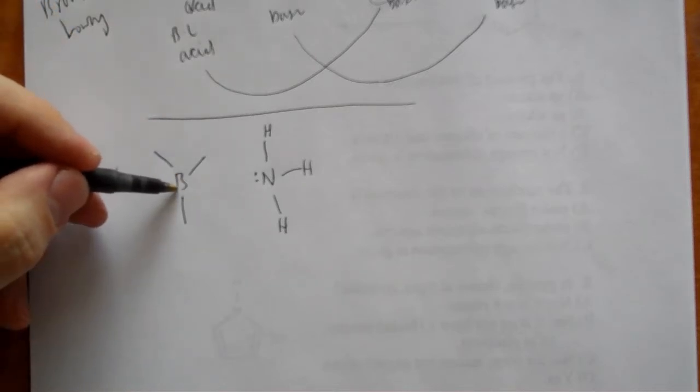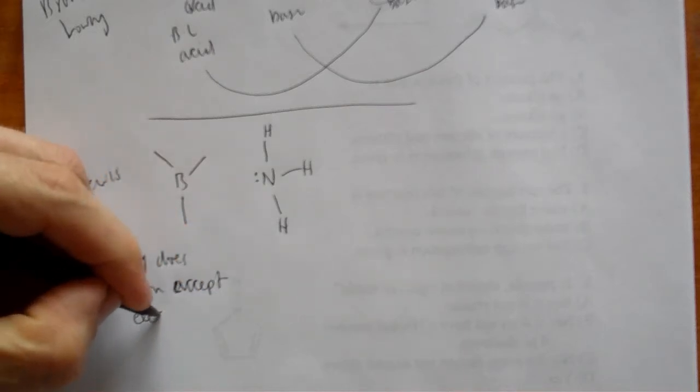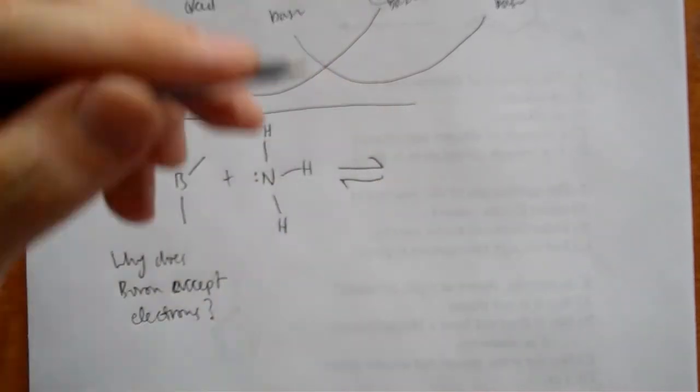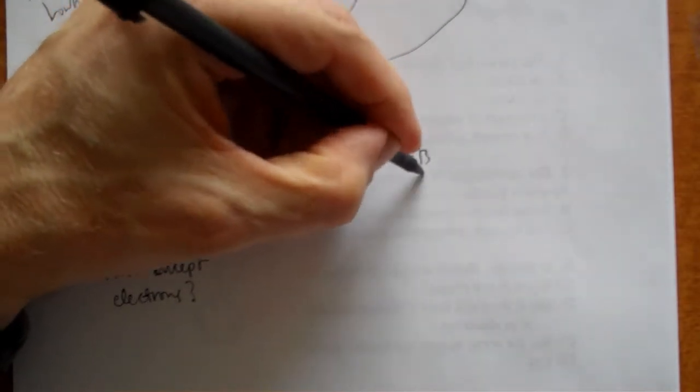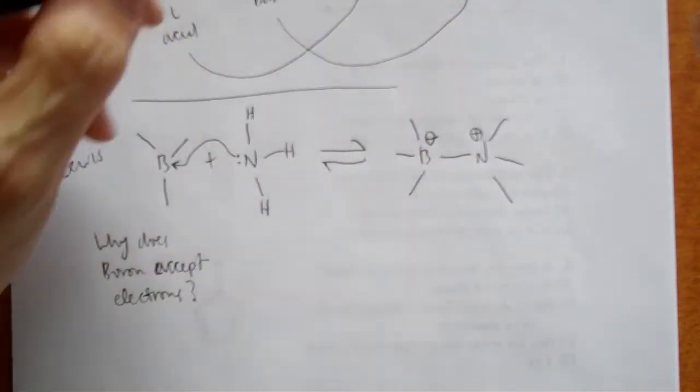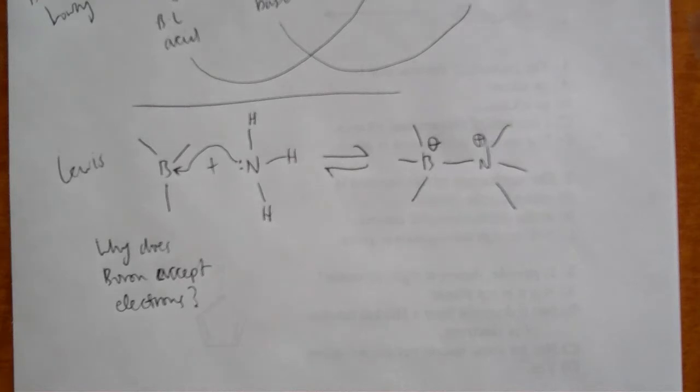Do you remember why boron accepts electrons? That's a good question. Please think about that. Why does boron accept electrons? I'm not going to tell you here in this video, but I want you to think about it. So what's going to happen here? These electrons go boom and hit that. And what's the product of this then? And there's a formal charge on that and a formal charge on that. I should have given you a chance to say what those formal charges are.